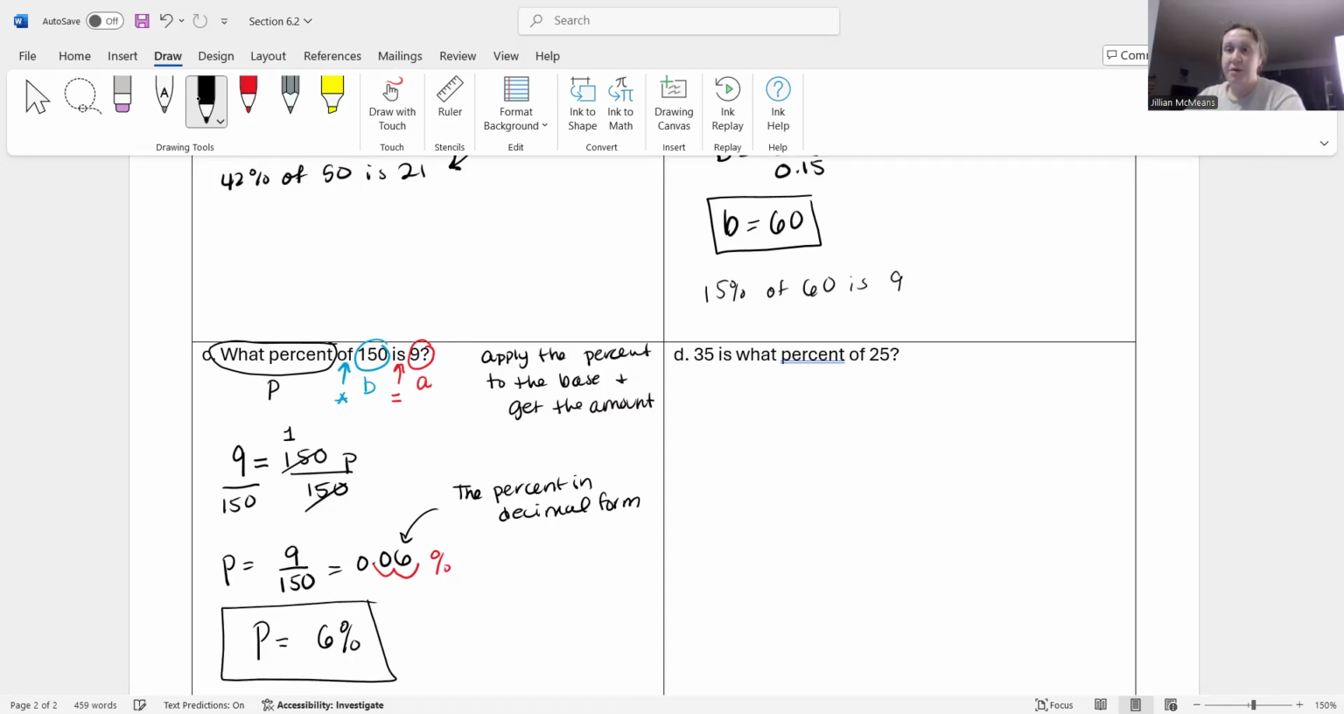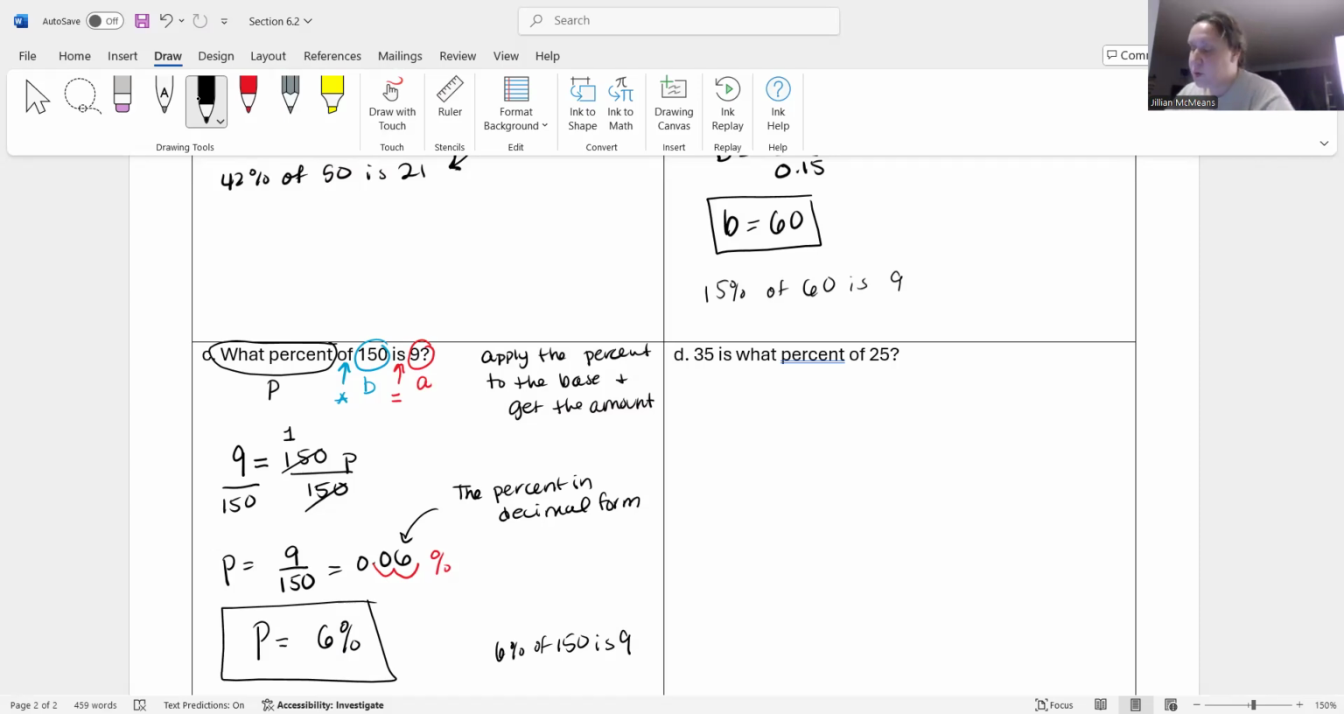Okay? So if I were to rewrite this little statement up at the top, I would say 6% of 150 is 9. Okay? Now you don't have to rewrite those statements. I'm just rewriting it so you can kind of get a better understanding of how these statements work. Our final answer is P equals 6%.